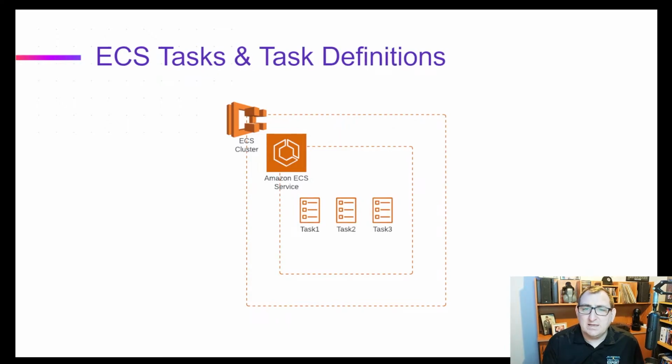A task is the instance of a task definition within a cluster. A task definition is just the configuration file which tells ECS how to run your software. After you create a task definition for your application within Amazon ECS, you can specify the number of tasks to run in your cluster. You can run a standalone task, or you can run a task as part of a service.